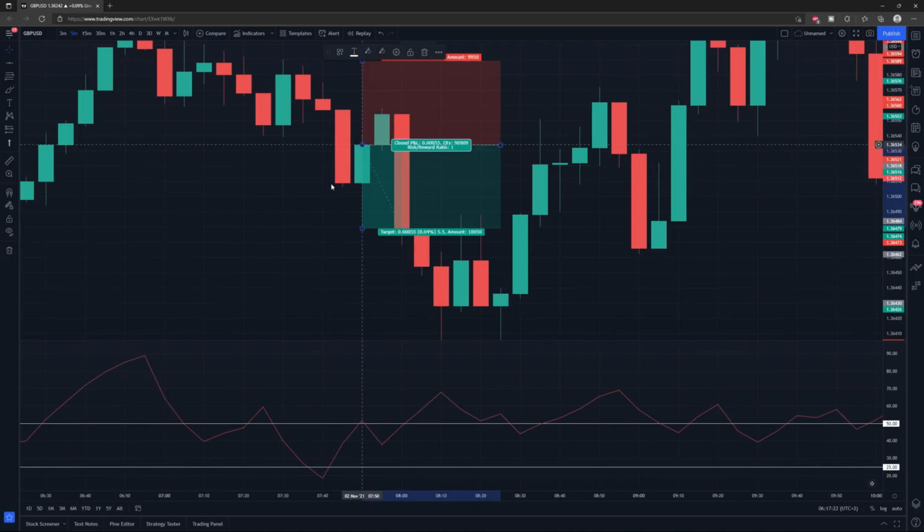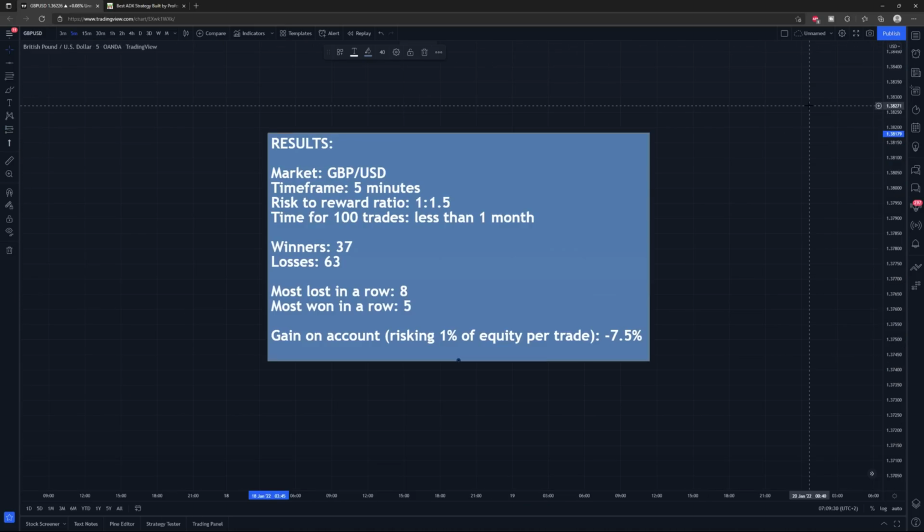All right, the results are in, so let's check it out. This was tested on British pound against the US dollar on the 5-minute time frame using a 1 to 1.5 risk to reward ratio. It took less than 1 month of price data to find the 100 trade setups, and there were 37 winners and 63 losses. The most lost in a row was 8, and the most won in a row was 5. The gain on the account risking 1% of the account equity per trade: minus 7.5%.